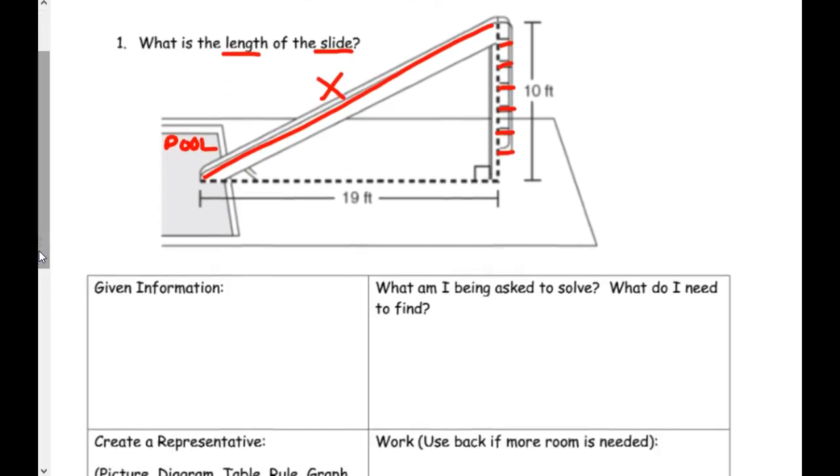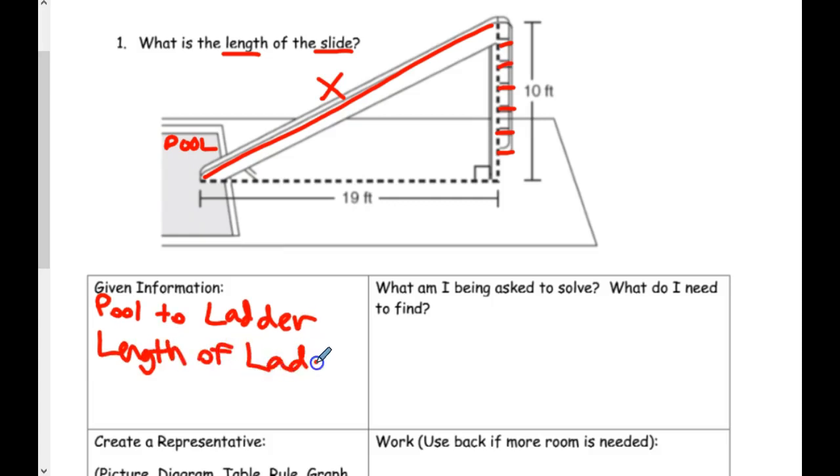So let's answer this. What's the given information from the pool to the ladder and the length of the ladder? We know 2 lengths, right? Or you can call it the 2 legs. They gave us 2 legs, 10 and 19, right?